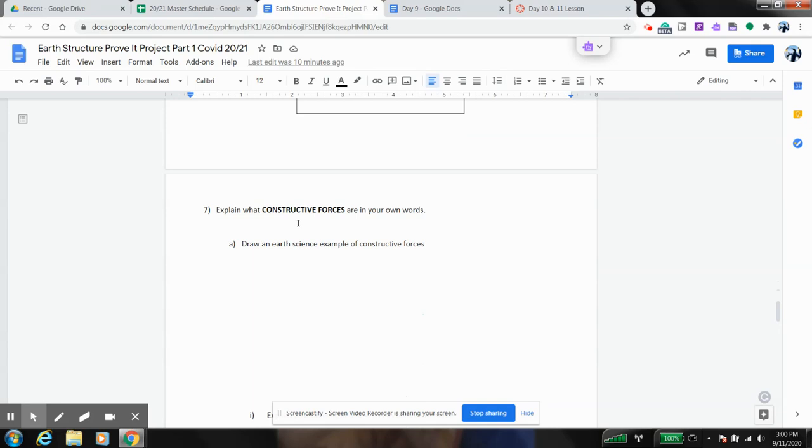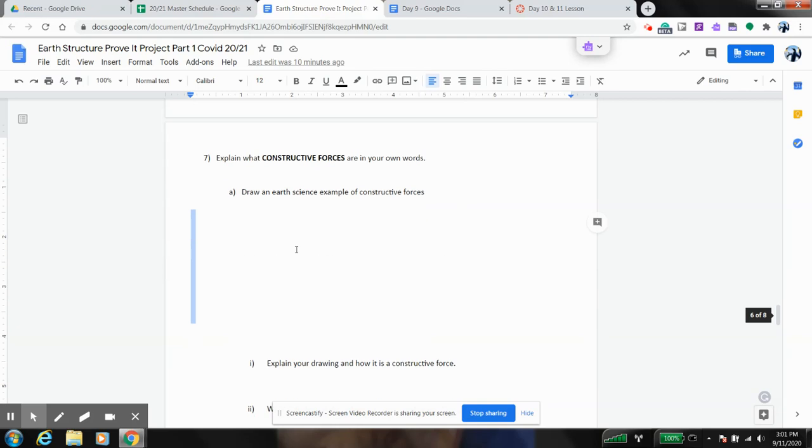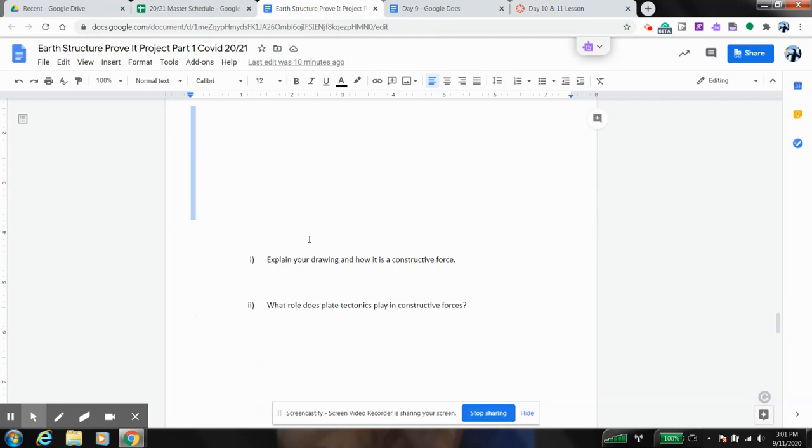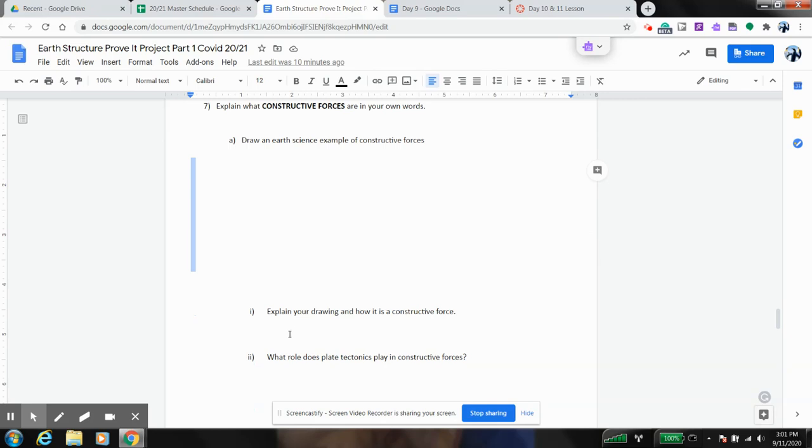So you're going to talk about constructive forces in your own words right here. Then you're going to draw an example of constructive forces. It says an earth science example. So you need to draw something that's happened on the earth that would be a response or a result of constructive force. You need to explain your drawing and how it's a constructive force. You can either do that in here or you can do it below. Again, draw, label, color, post a picture.